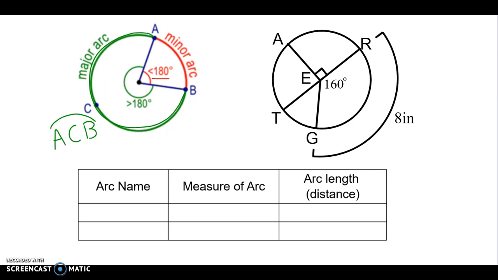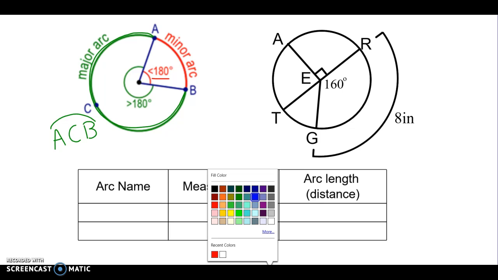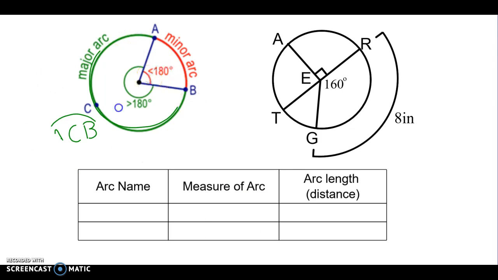Okay. So if I had this diagram as on your paper, let's name this pink arc. You fill it out. What would be the arc's name? GR or RG. Either one. You know it's the smaller one because it only has 2 letters.